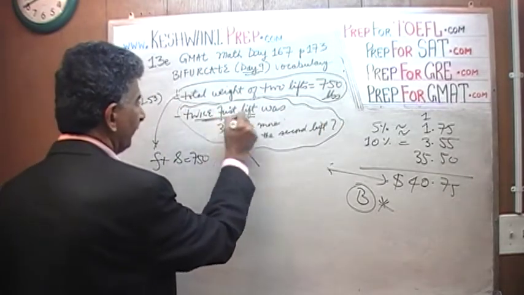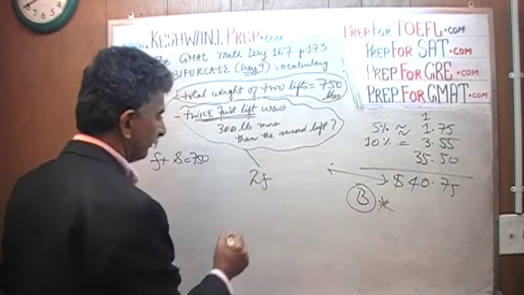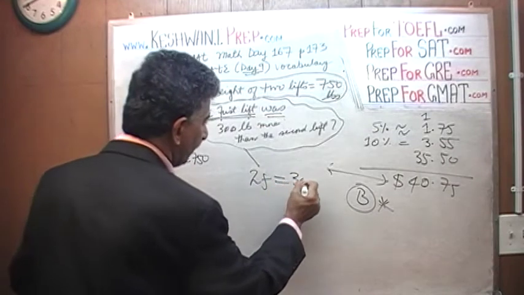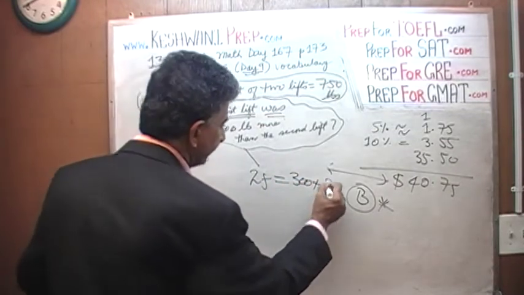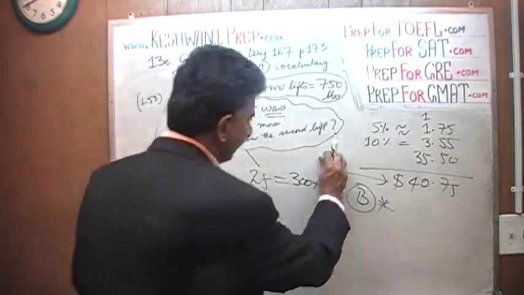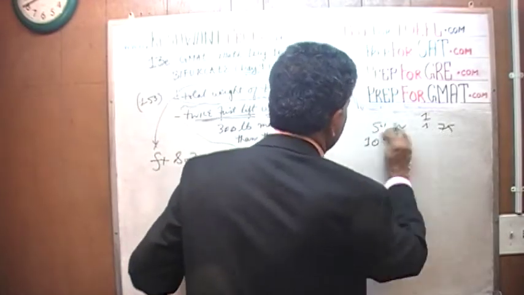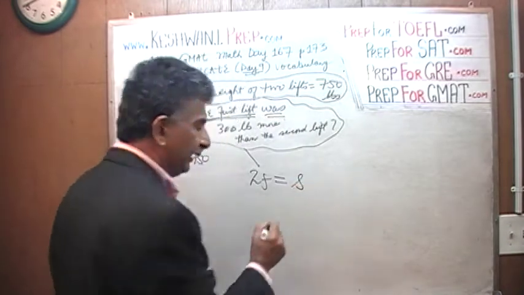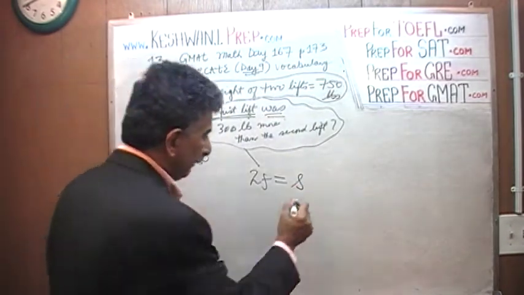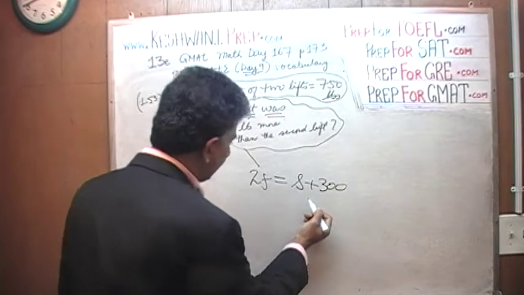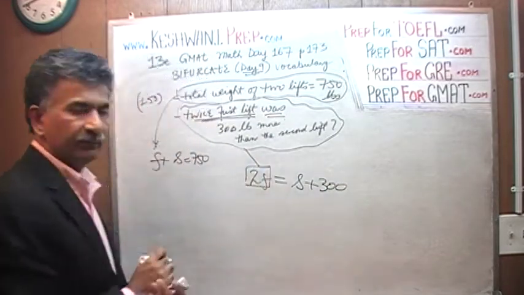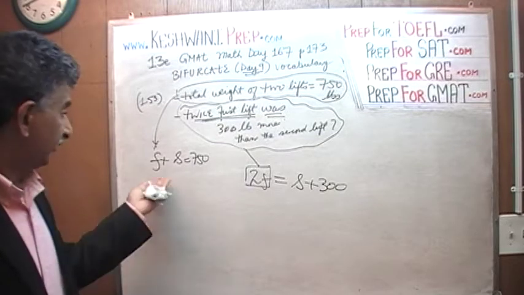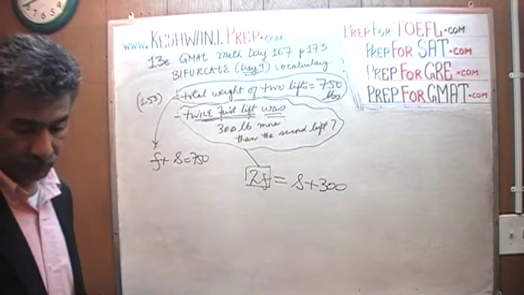Twice the first lift, 2 times the first lift, equals 300 pounds more than the second lift. Voila, that's our second equation. So whatever the amount that he lifted on the second lift plus the 300 more equals 2 times the amount of the first lift. That's the second sentence. That's it, we're done. The hard part is done. Now it's just a matter of substituting one equation in the other and solving for it.